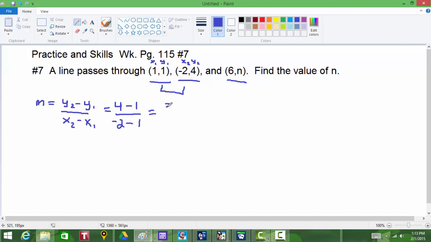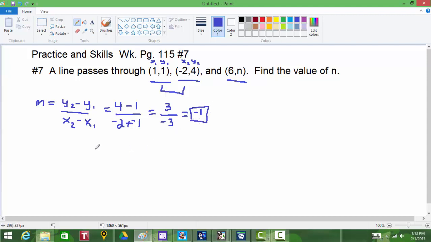So we get a 3. And then on the bottom we're going to get, let's see, add the opposite, so we get a -3. And what we'll end up with is a slope of -1. So we ended up getting a slope of -1.